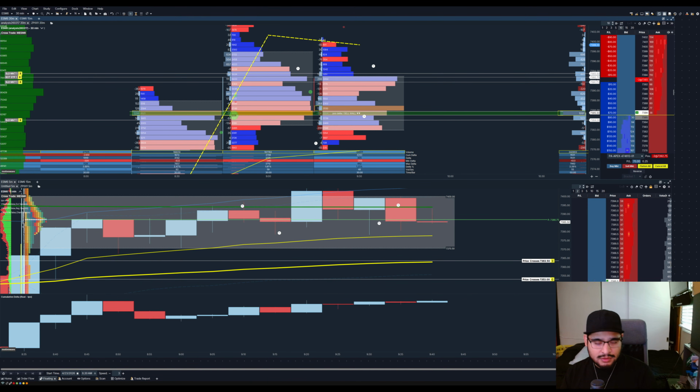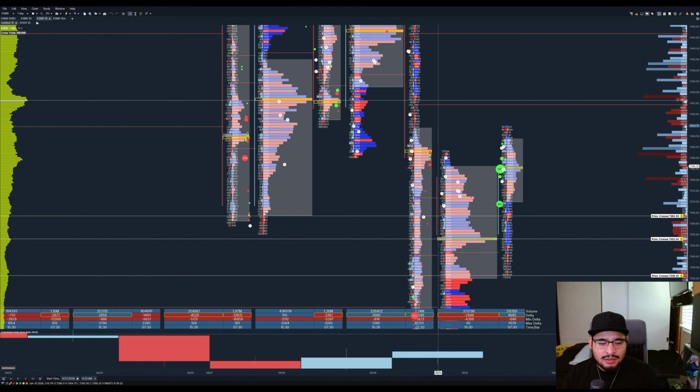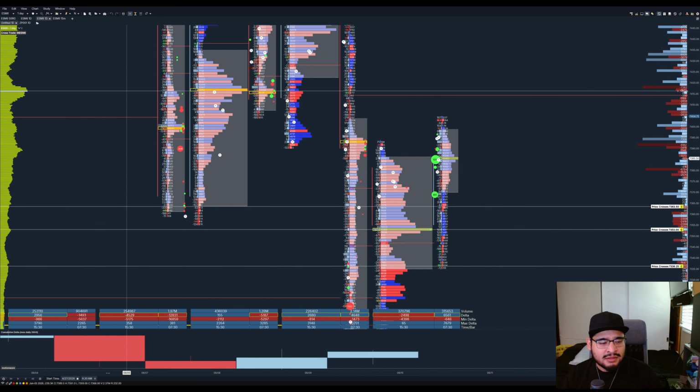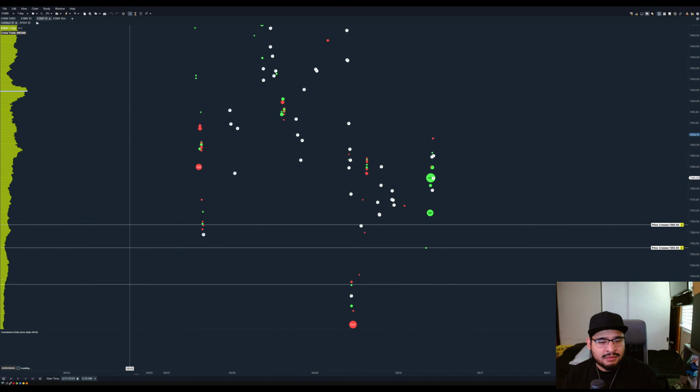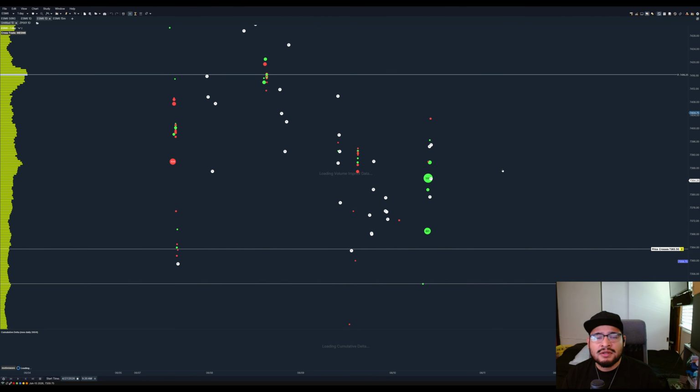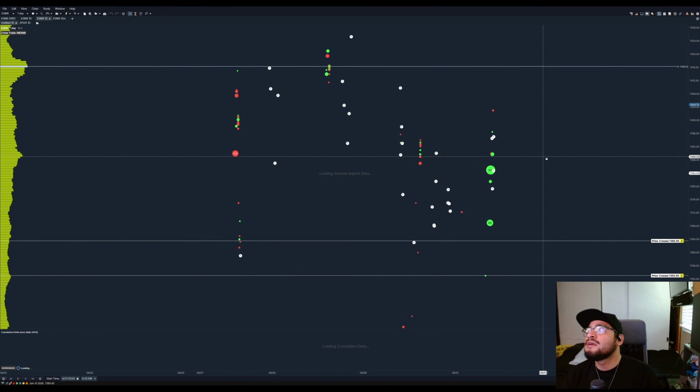Okay, so it loaded. So this is the footprint profile, splitting it on the overnight session and the New York session. So you see so far here, I wish you could extend it or make it wider. You can make the profiles thinner, but that's as wide as it goes. We'll wait for the data to load here.